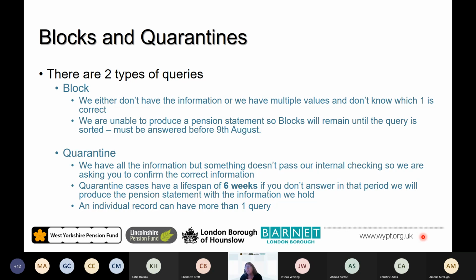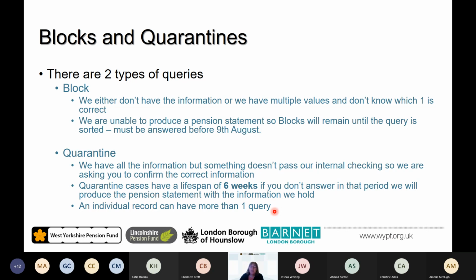Now, these must be answered by the 9th of August at the latest, because we've got to have time to run the reports, do the calculations and get them off and onto the My Pensions so that the members can view them before the end of August, which is the statutory deadline. Now, if we don't meet that deadline, we have to report to the Pensions Regulator. And if the Pensions Regulator sees fit to fine us and it's down to one particular employer, guess where the fine's coming?